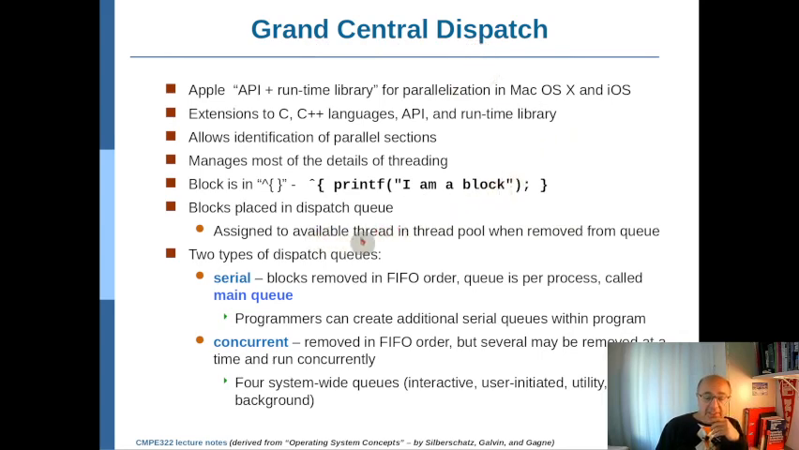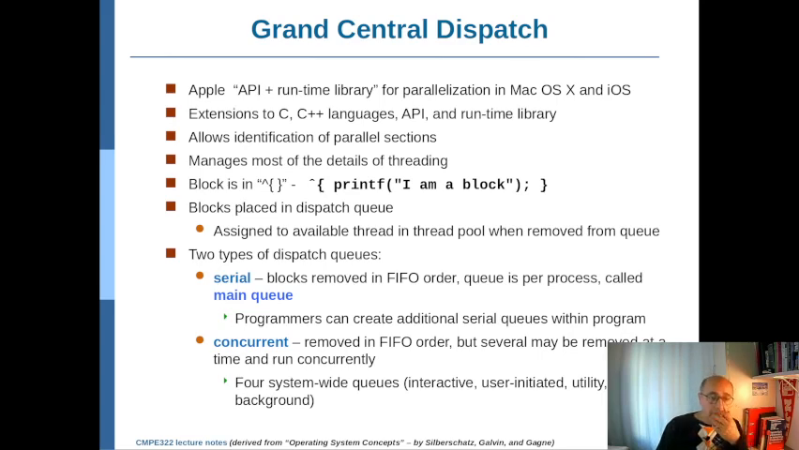It's assigned to some available thread from the thread pool when it's removed from that queue. So when you make the request, it's first placed into a dispatch queue, and from the dispatch queue, when a thread in the pool becomes available, it will be automatically removed from the queue and be handled.